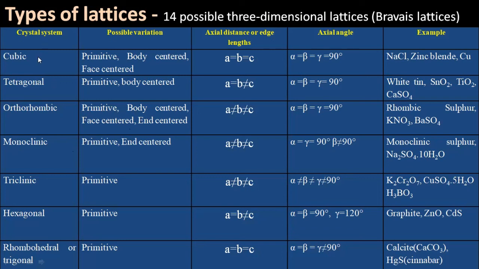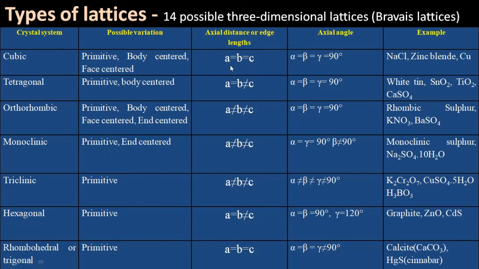So the seven crystal systems are cubic, tetragonal, orthorhombic, monoclinic, triclinic, hexagonal, and rhombohedral. All will form the primitive crystal system. The first one, cubic, will form primitive, body-centered, face-centered. Tetragonal will form primitive, body-centered. Orthorhombic will form all the four: primitive, body-centered, face-centered, and end-centered. Monoclinic will form primitive and end-centered. The rest three, only primitive. I hope this is clear to you.